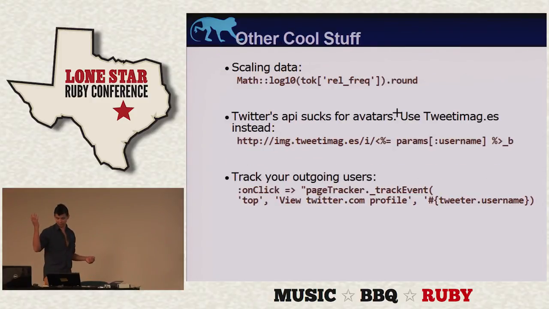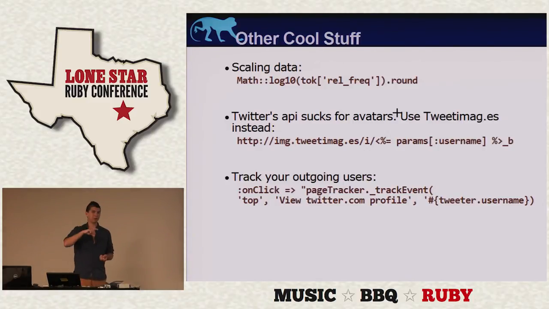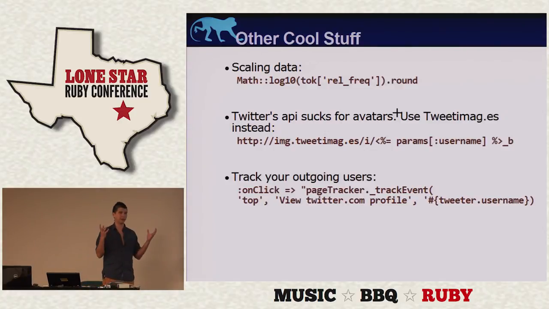Okay, 10 minutes. Some other cool stuff. Scaling data. This is an example from our word bank call. This is something you probably want to do in data a lot. If you guys aren't familiar with logarithms, it's basically making big numbers more understandable. For example, the Richter scale, the one that measures earthquakes, is on a logarithmic scale. So instead of having numbers like 0 to 20,000, we have 0 to 10, which makes it somewhat more understandable.